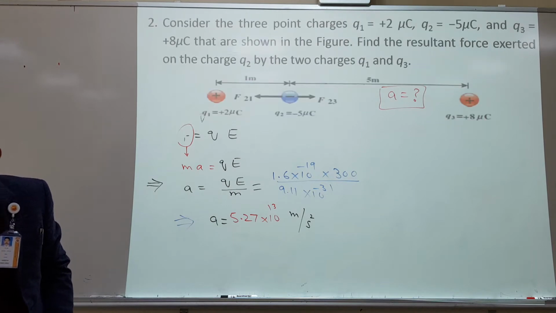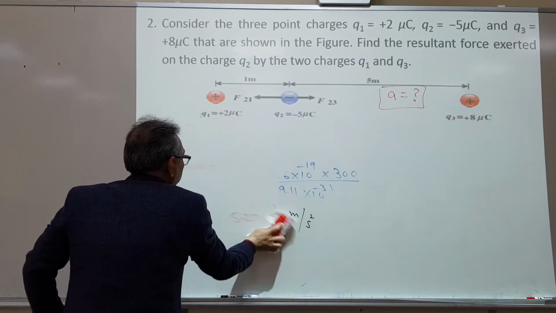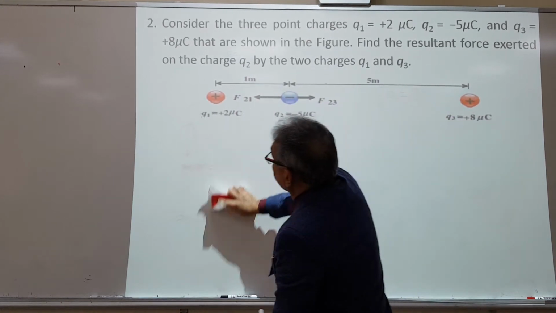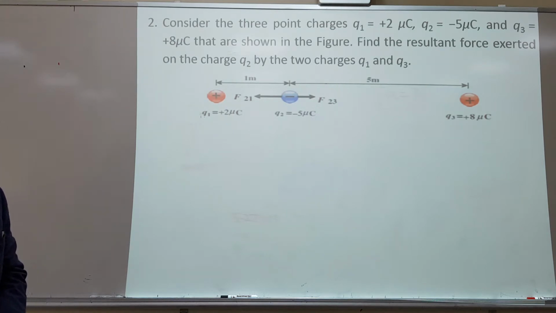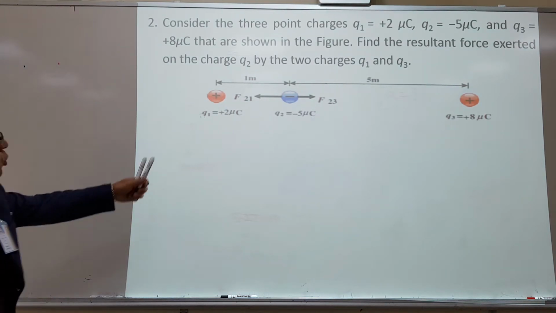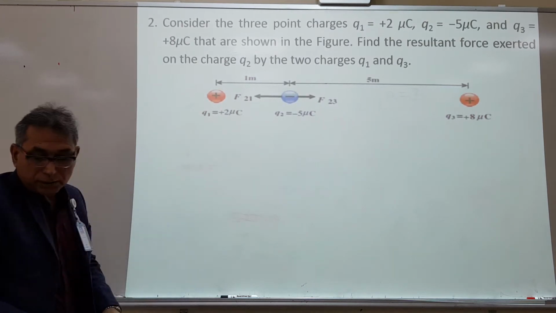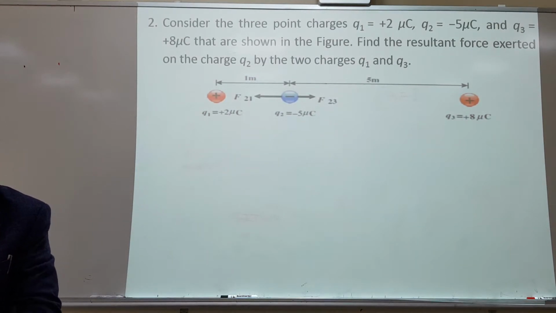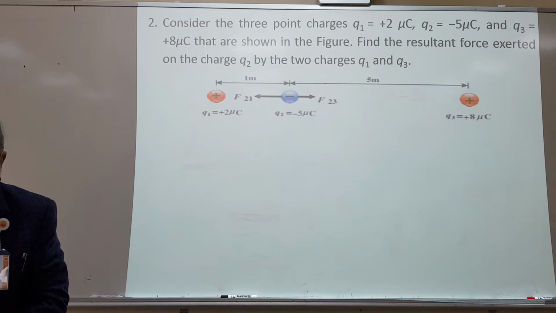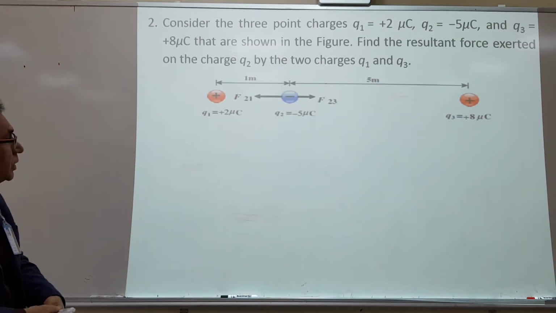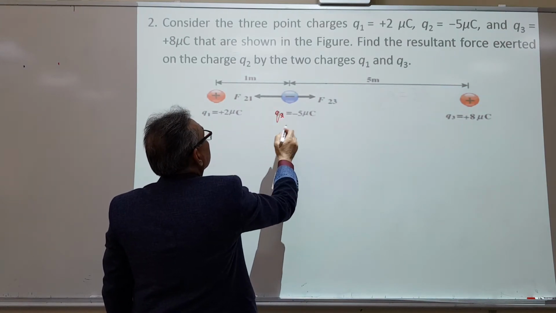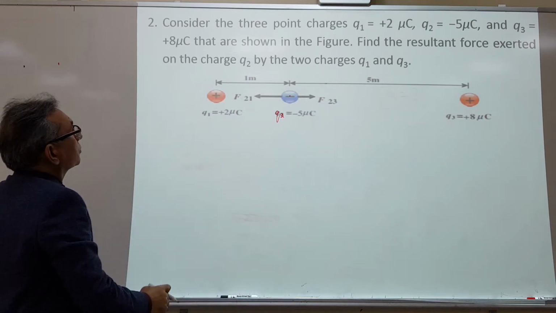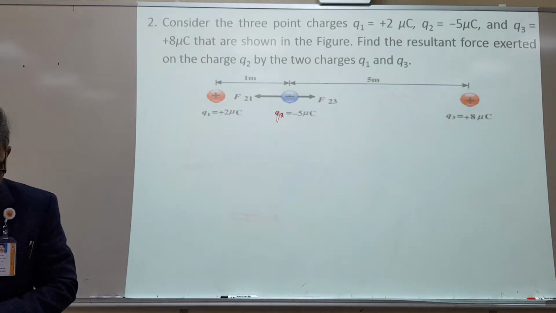Sorry, question number 2. Consider 3 points, Q1, Q2, Q3, as shown in the figure along the x-axis line. Find the resultant force exerted on the charge Q2. So this is the charge under consideration. You have to find out the force on this charge due to these two.